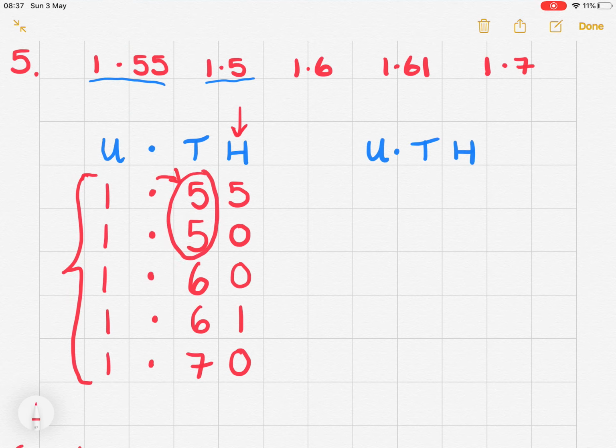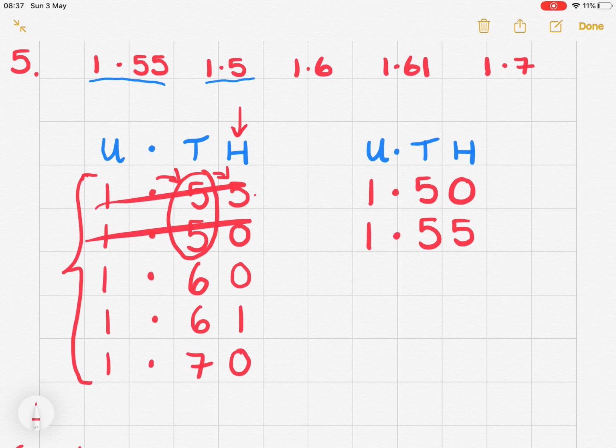These are our 2 smallest ones. And then we're going to have to go into our hundredths column. What's smaller? 0 or 5. 0. So 1.50. Then 1.55.